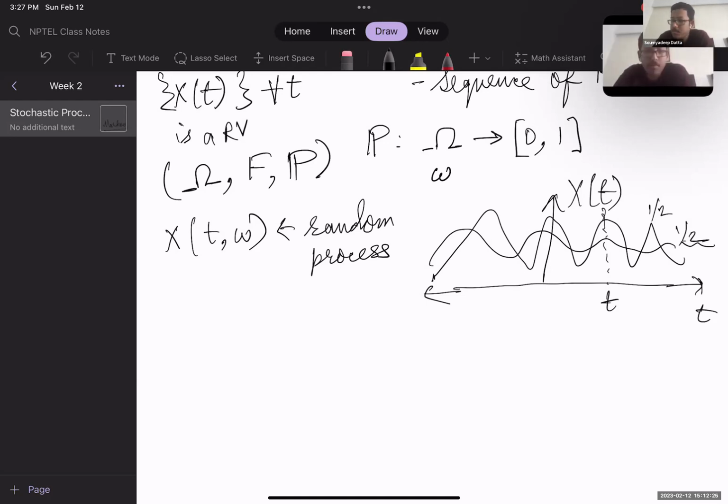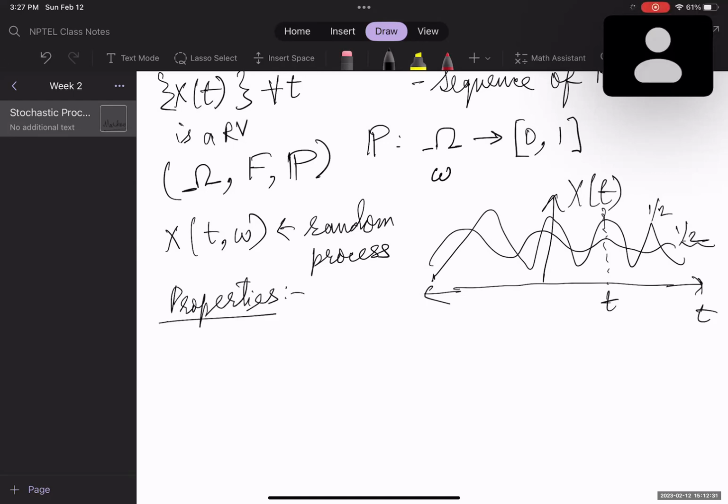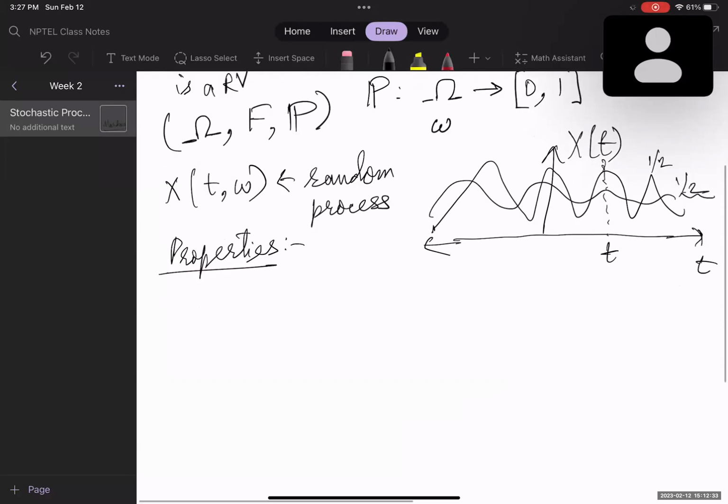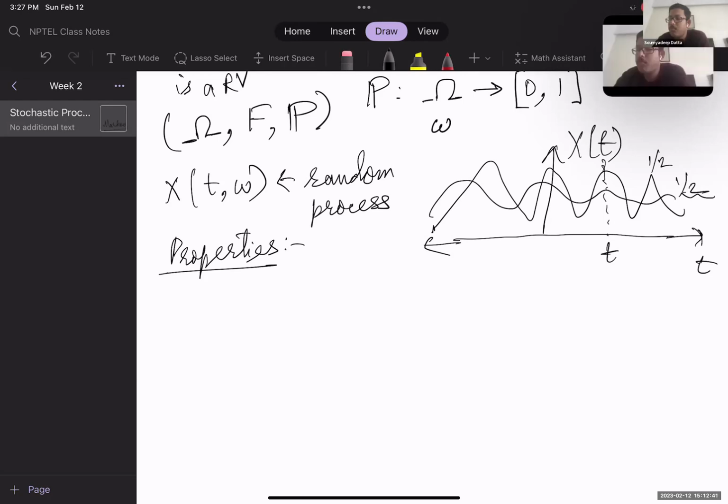So, okay, properties start. I have just one question. When we say that we take one realization of omega and see the time index of the random process, where does that omega lie? I mean, you understand, right?